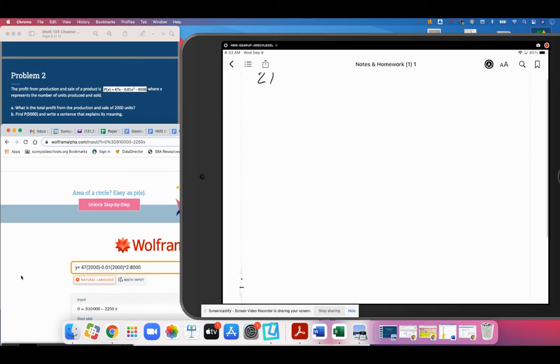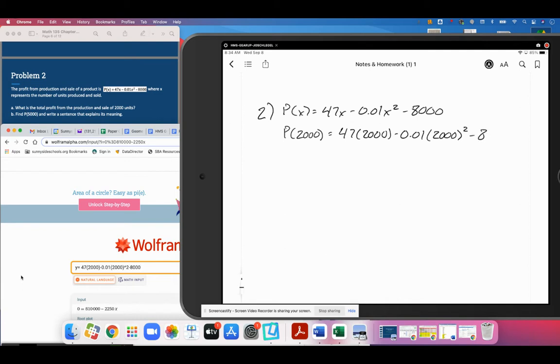And so I'll also write that in my work. I probably should have done that in the last one actually, but we have P of X is equal to 47X minus 0.01 X squared minus 8,000. And we get P of X, and where we have P of X, we can go ahead and put 2,000 in there because we are replacing X with 2,000. Is 47 times 2,000 minus 0.01 times 2,000 to the power of 2 minus 8,000.